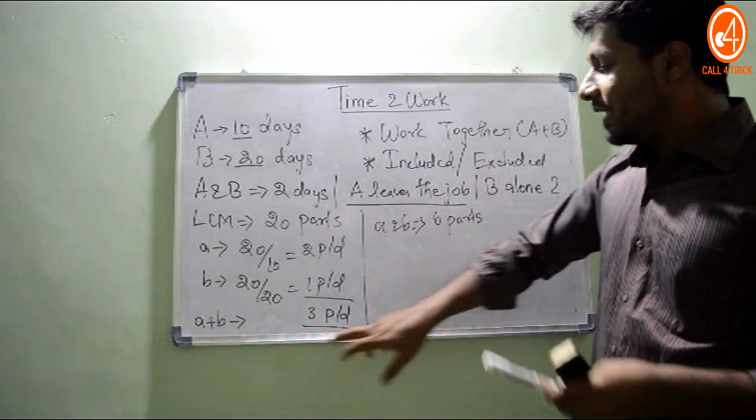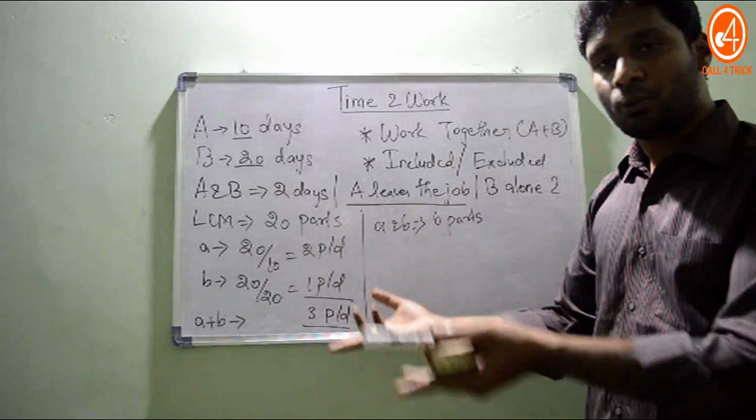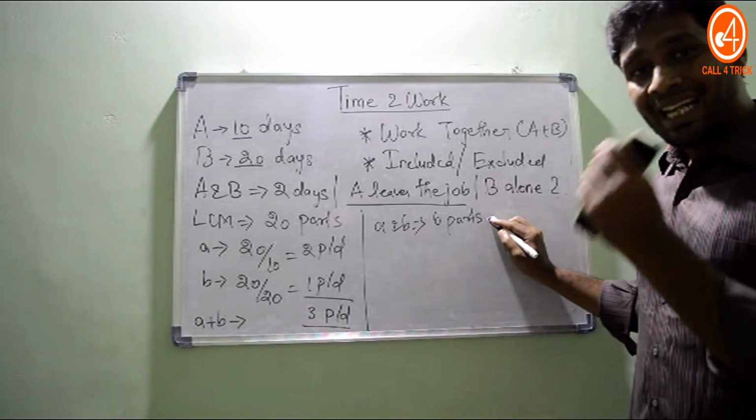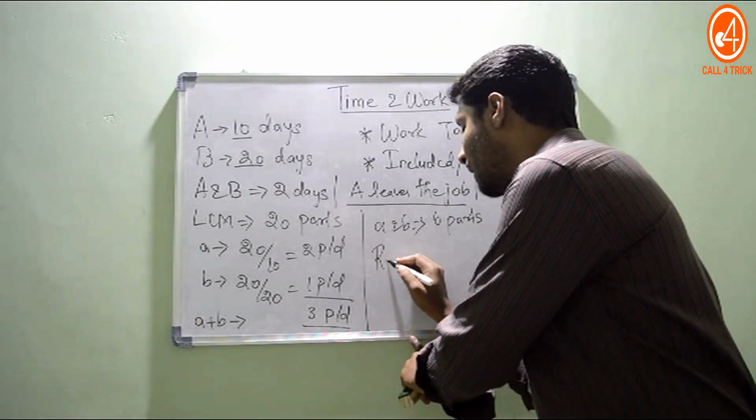Got my point? It's given, we found that in 1 day 3 parts, and it's 2 days, so into 2 it's 6 parts, it's over. So 6 parts of work have been completed, and again please put a stop mark there and find what's the remaining part of work.